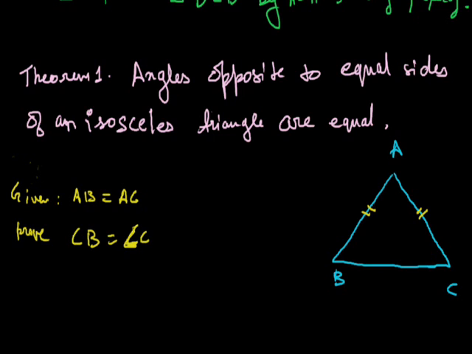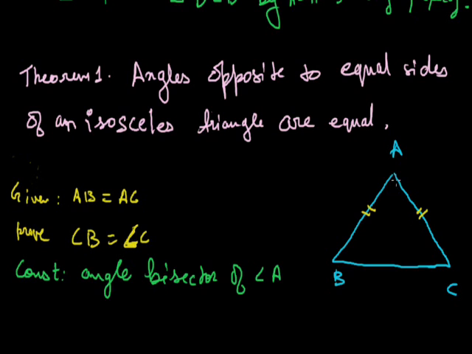Now for this we need to do a construction. We will draw the angle bisector of angle A. Angle bisector is the line segment which bisects the angle, that is, it divides the angle in two equal parts. Therefore, angle BAD will be equal to angle DAC. These two angles will be equal.